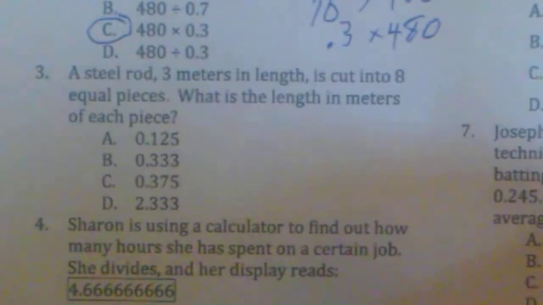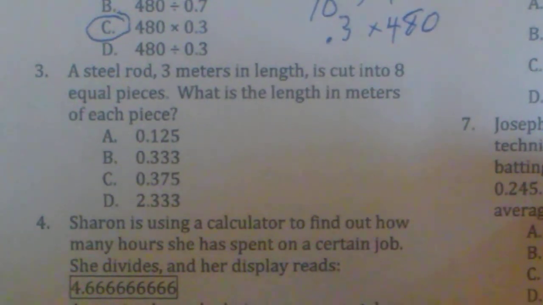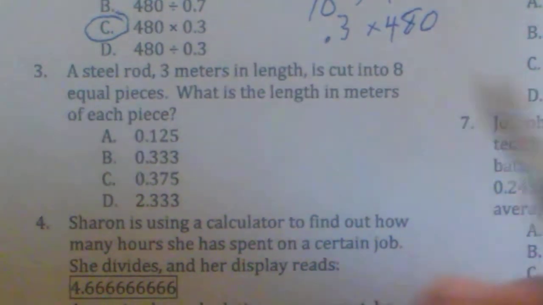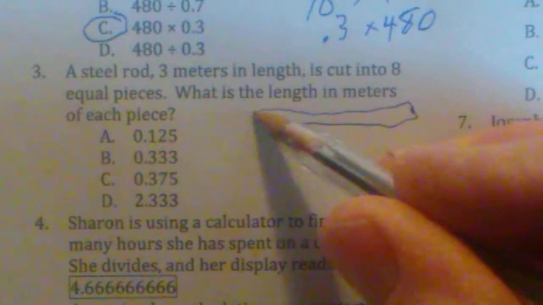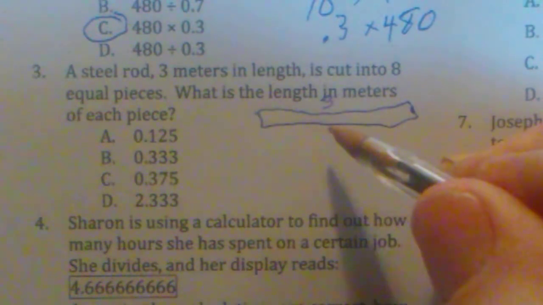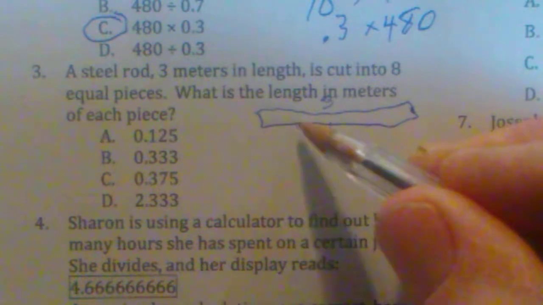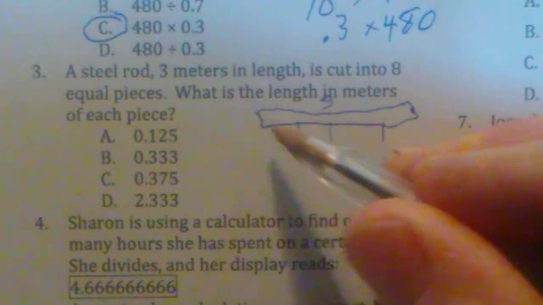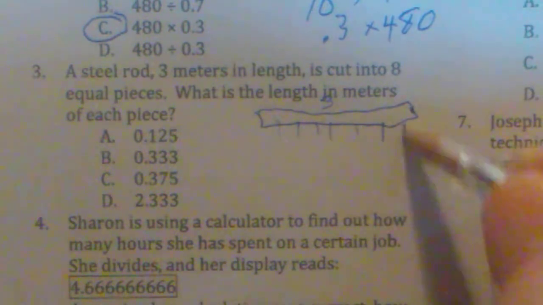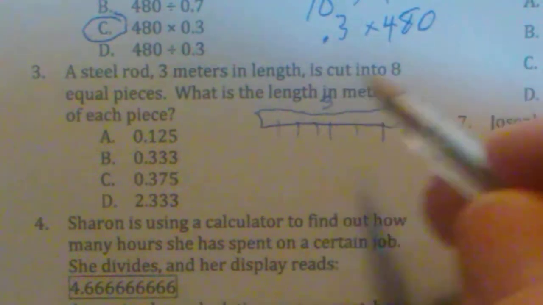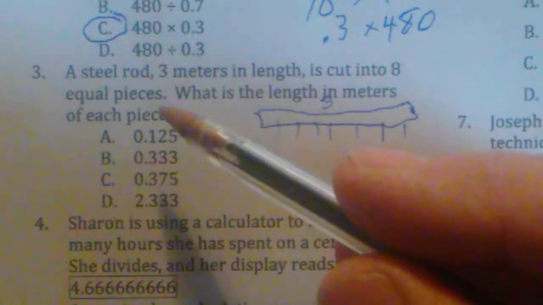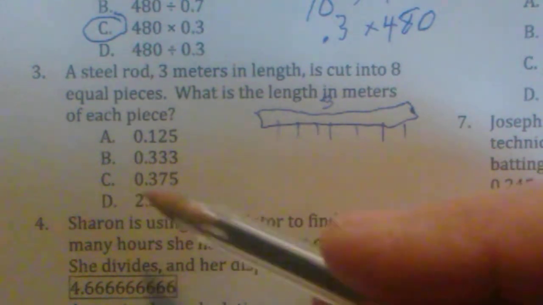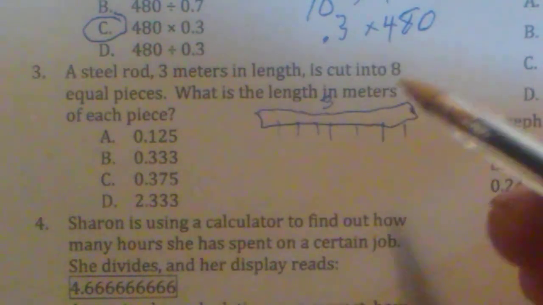Number 3, a steel rod 3 meters in length is cut into 8 equal pieces. What is the length in meters of each piece? Well, the big rod is 3, and you want to cut it into 8 sections. So you're going to get in half, then those in half, and then those in half. They're going to be little pieces, right? Little pieces. In fact, if they were cut into 3 pieces, they would be 1 meter in length. But you're cutting them into 8 pieces, so it's got to be smaller than 1. So this one's out. It's got to be smaller. How could it be 2 meters long if there's 8 pieces? They got to be pretty small.